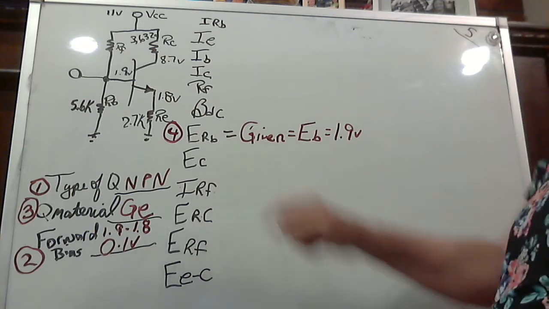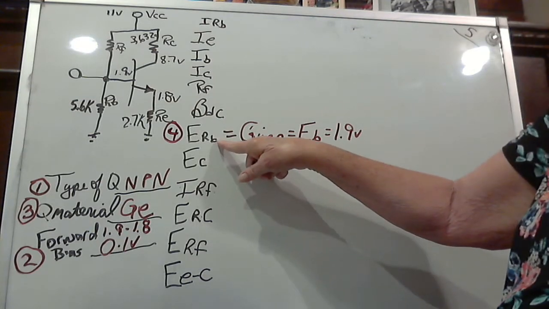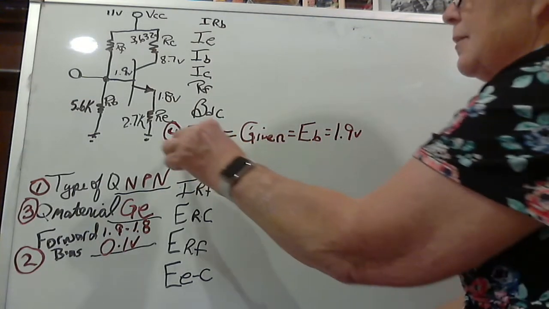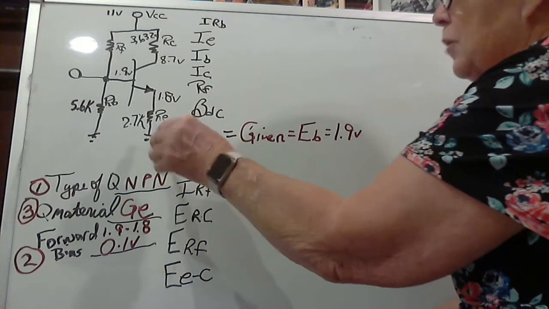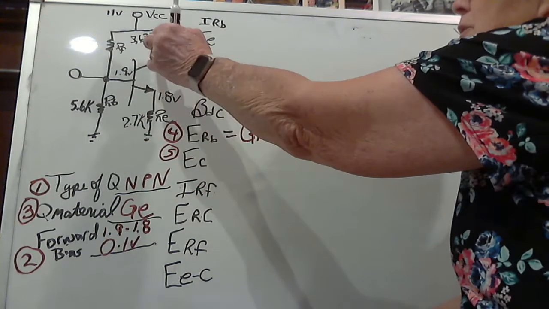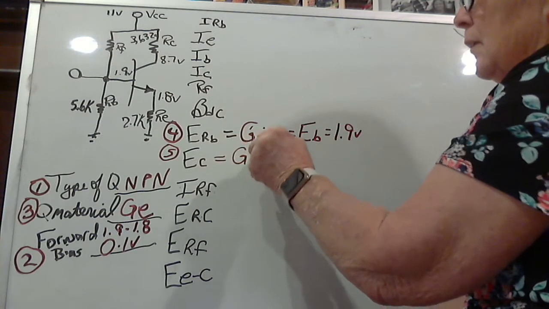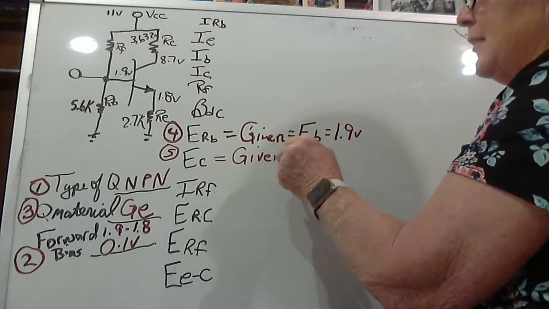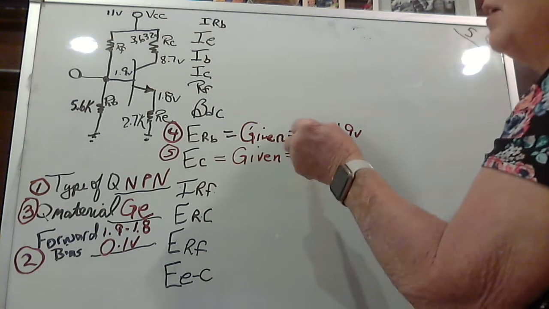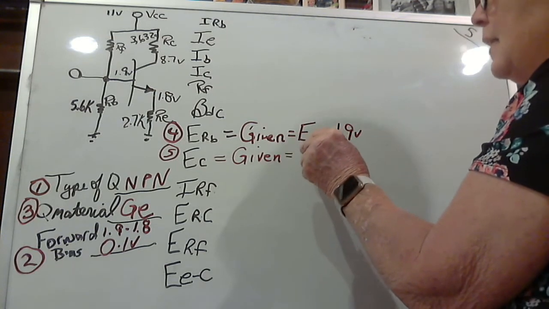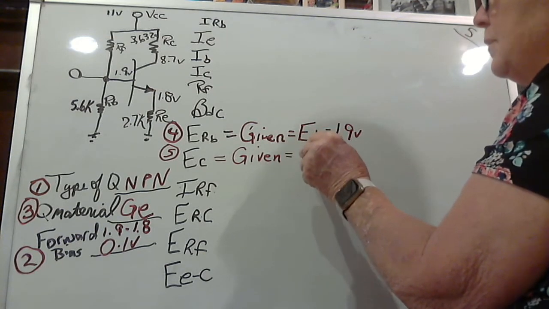I also am given this one, which I'm going to call number 5, because 5 is the collector voltage. That's the one taken from the ground to the collector, and that is given. I'm just picking ones out that are easy to get because I know I'm going to have to solve for other things. And that is given as the 8.7 volts.